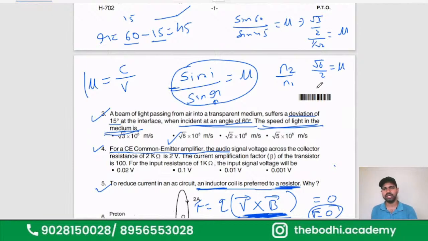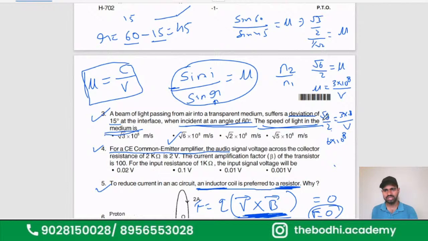And finally, we have to find the speed of light in the medium. So we take the same formula, mu equal to c by v. We take c, that is 3 into 10 to the power 8, over v, which we don't know. But what is my mu? Root 6 by 2. So root 6 over 2 equals 3 into 10 to the power 8 over v. Cross multiply: root 6 into v, and 2 into this. So 3 into 2 is 6, right? 6 into 10 to the power 8.